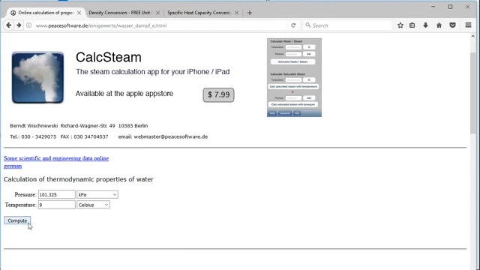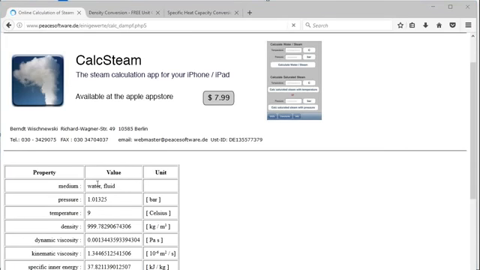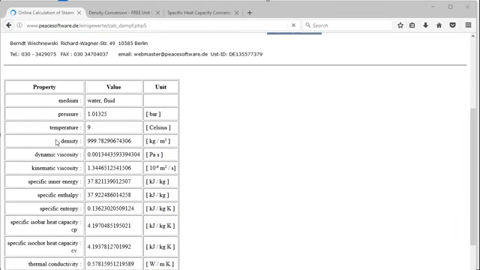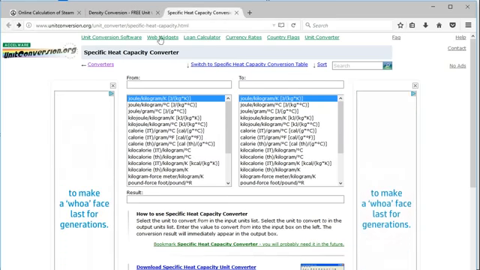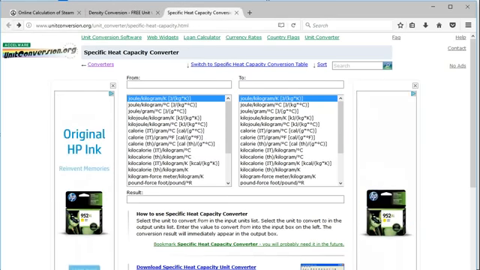Fill in the pressure and the temperature, give it a calculate, and I've run the calculation, and then what you'll see is you get your density there. These are obviously in metric units, and then you also get your specific heat capacity there. So you can take these values here. If you want to convert them over into imperial units, then another website I'd quickly use is unitconversion.org. You can just go straight to the density converter and also the specific heat capacity converter as well.